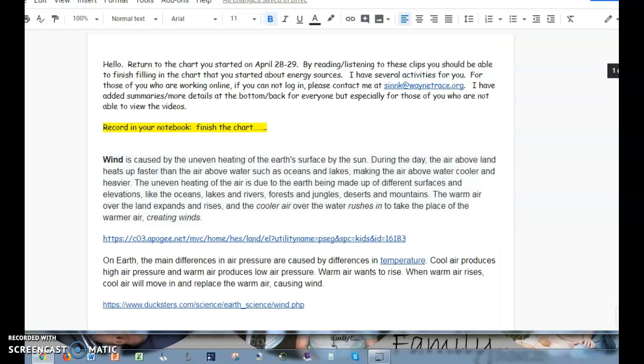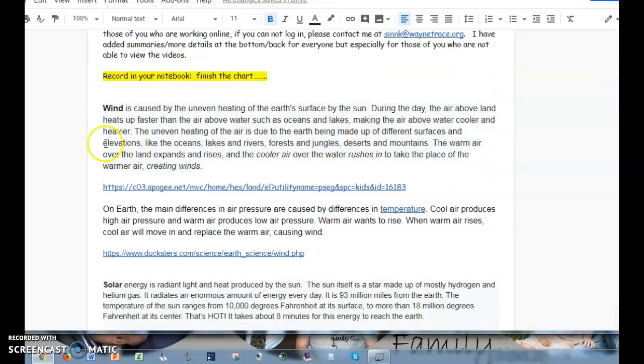This is to finish your chart that you started on April 28th and 29th. So, the first one that I'll read here starts with wind. Fill in the chart as you go.